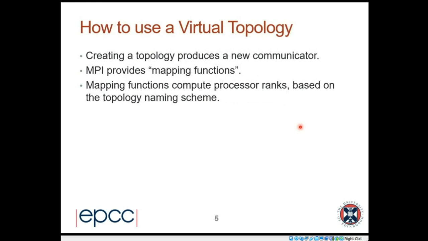So what do we do? What we want to do is tell MPI, look, I know MPI_COMM_WORLD is a bunch of processes, but we're thinking of them as being arranged in a grid. So there's a function which produces a new communicator. We generate a new communicator, and this communicator has all the same processes in it as MPI_COMM_WORLD. It contains all the processes, but they're now arranged in a grid. And once you've done that, MPI gives you mapping functions. Then you can say, who's the process up from me, down from me, left from me, and right from me. So there are mapping functions to compute the processor ranks based on the topology naming scheme.